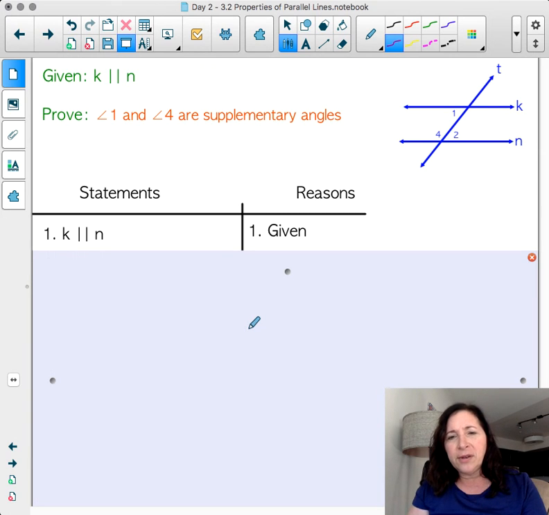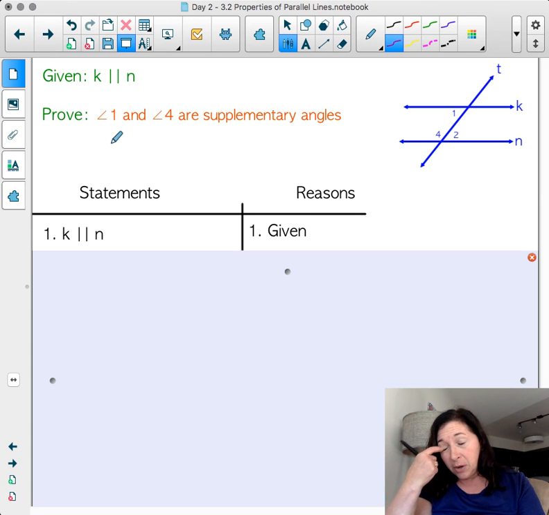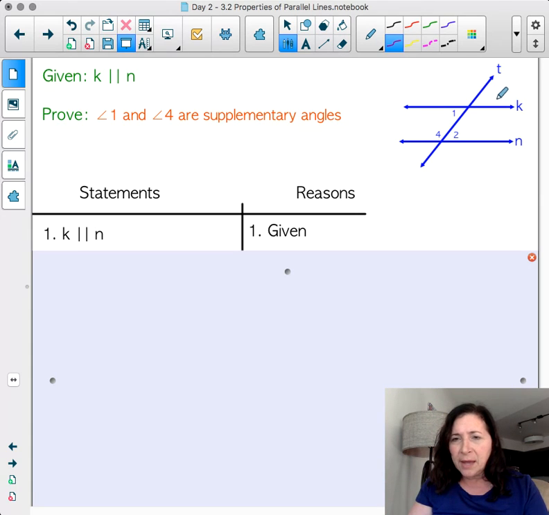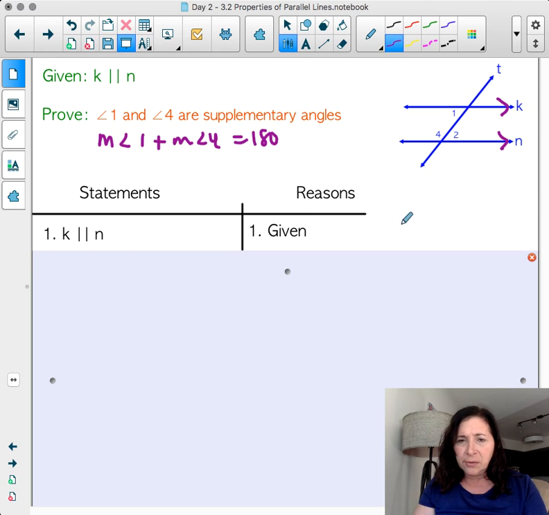So what you did was you worked through saying that K is parallel to N. So we know that this line here is parallel to this line here. And you're trying to prove that angle 1 and angle 4 are supplementary angles. You also can write this as this: the measure of angle 1 plus the measure of angle 4 is equal to 180 degrees.